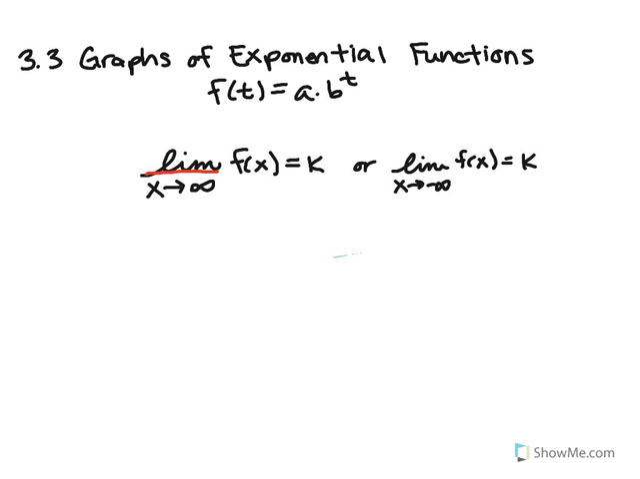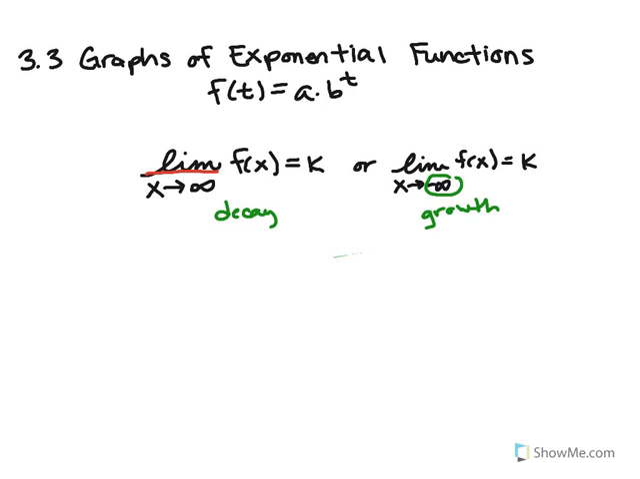Don't freak out if it looks confusing. f of x stands for whatever function you may have. It may not be exponential, it could be anything. And k stands for the value that my function is approaching as I get closer to infinity. On the other hand, I could do the same thing as x approaches negative infinity. In terms of exponential functions, the approach to positive infinity is going to be for decaying functions, and the approach to negative infinity is going to be for growth.